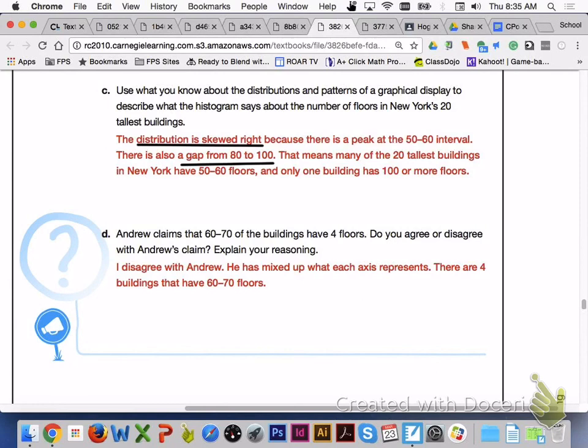For letter D, we are going to disagree with Andrew. Andrew has mixed up what each axis represents. There are 4 buildings that have 60 to 70 floors.